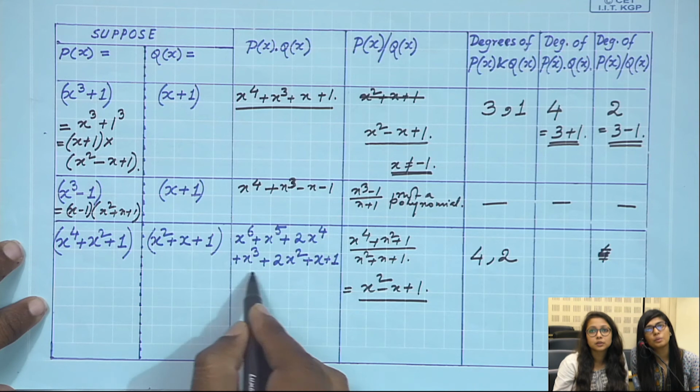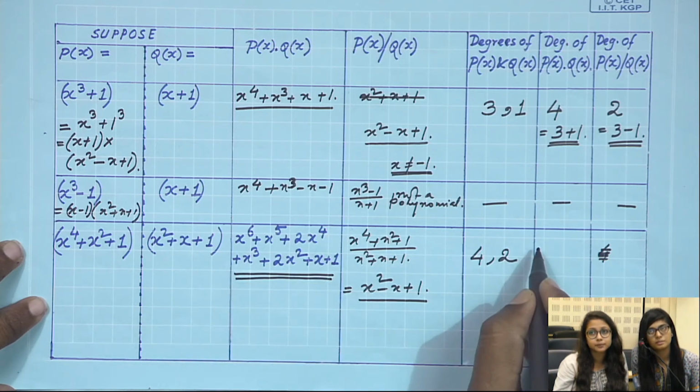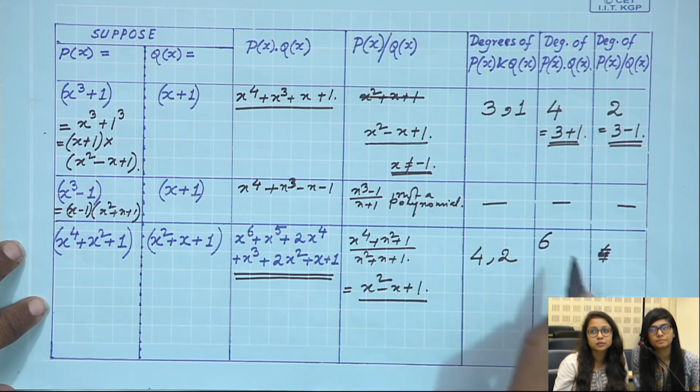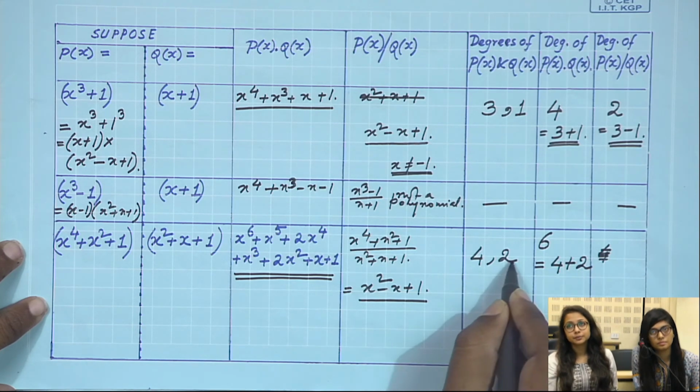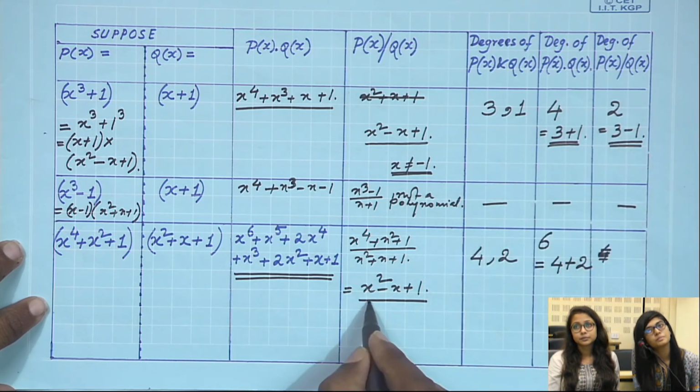But we are not considering the maximum here, just the degree of Px into Qx. Tell me the degree of Px into Qx. This expression is given for Px into Qx. What is the degree? Degree is 6. And 6 can be written in the form 4 plus 2. That is the sum of the degrees of Px and Qx. And for the quotient we are getting x square minus x plus 1.